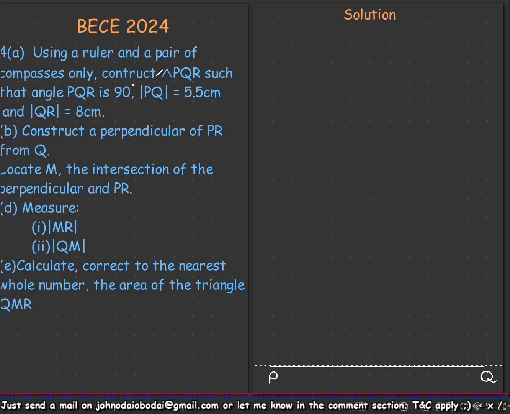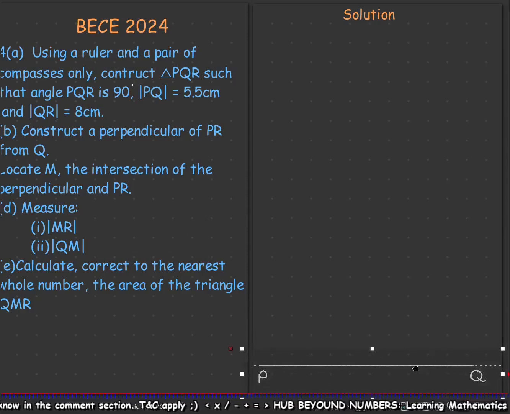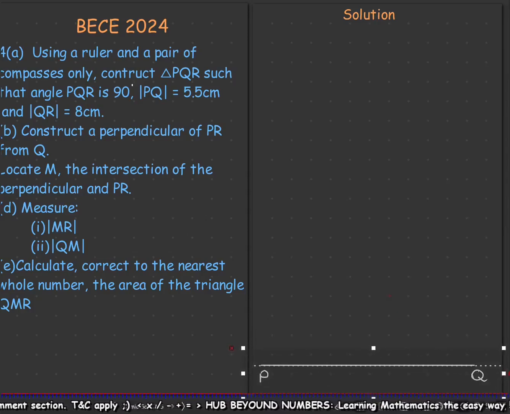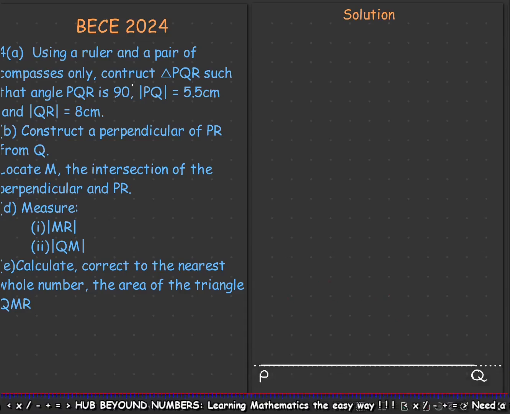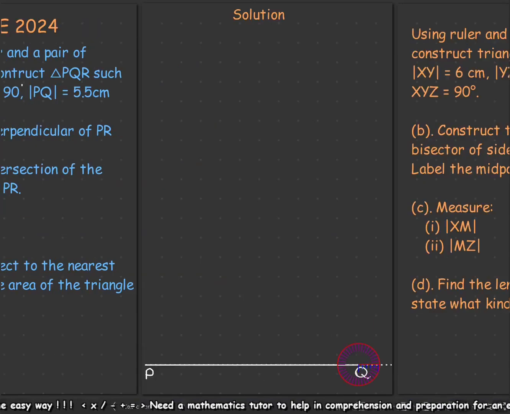Now we are to construct a 90-degree angle here at Q. All right, and we know how to construct 90 degrees. That is a perpendicular line. So we need our compass. With the compass, what you do is you come to Q and draw a semicircle, something like this. It's a semicircle that helps us draw our perpendicular or 90 degrees.